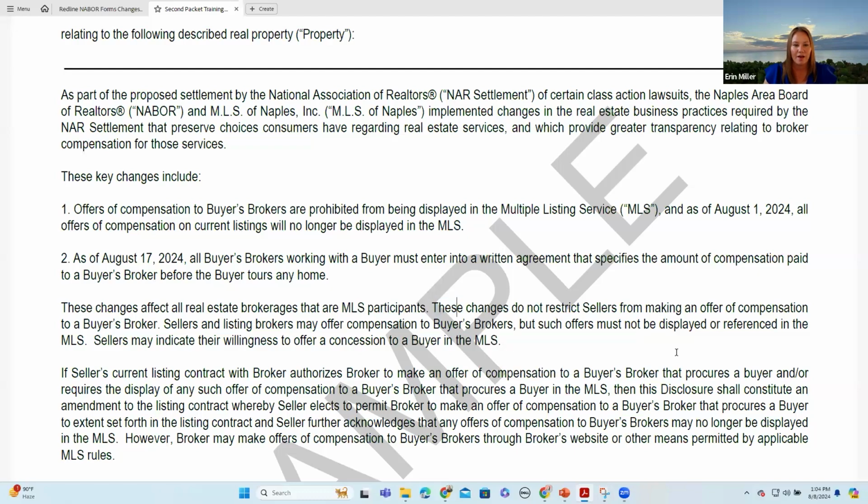Sellers and listing brokers may offer compensation to a buyer's brokers, but such offers must not be displayed or referenced in the MLS. And sellers may indicate their willingness to offer a concession to a buyer in the MLS, but that language is very restricted. So seller offers concession, very restricted. We're not including dollar amounts in the MLS.